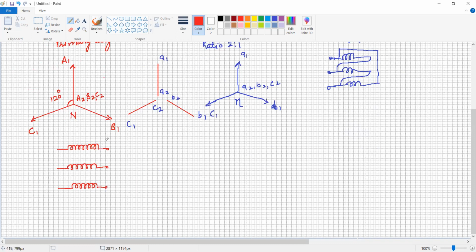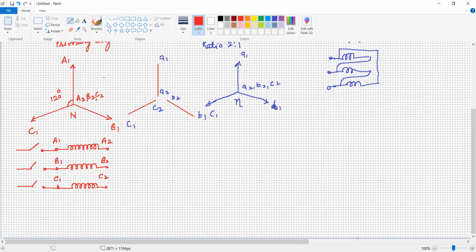So this terminal is A2, A1. This is connected to the primary source, but it is connected to the three-phase supply A1, B1, C1, B2, C2, and this is the three-phase supply.